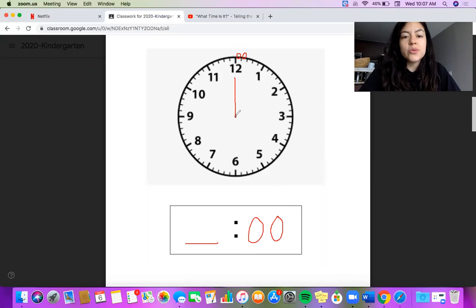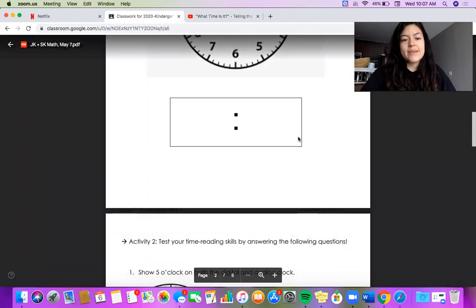If it's pointing to the 10, then here in the hour space, I would also put the number 10. And this would mean 10 o'clock. One more. What if my hour hand was pointing at the 12 and the minute hand is pointing at the 12? Well, no problem. I would still put the 12 here. And it would be 12 o'clock. All right, let's go check out our lesson.